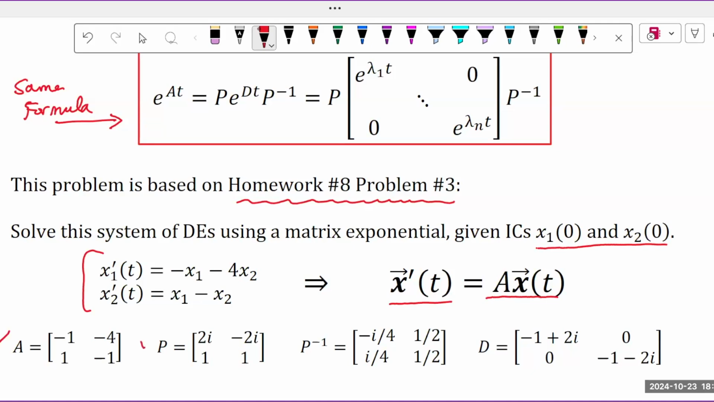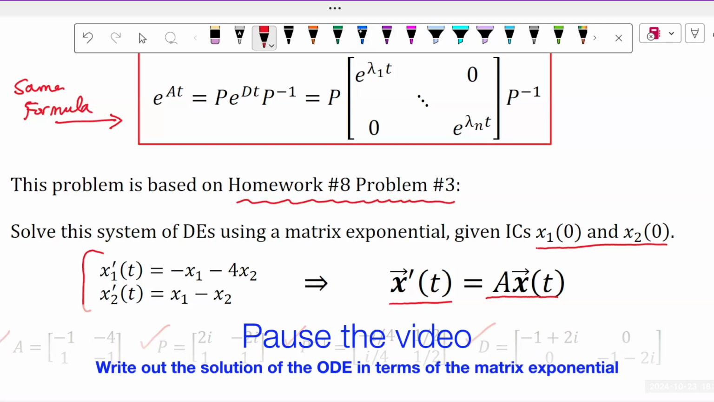And the matrix of eigenvectors P contains complex entries, and therefore so does P inverse. Our diagonal matrix of associated eigenvalues also has complex entries. The process for solving this problem is exactly the same. You just have to be careful to keep your complex numbers straight. So pause the video and work through this process yourself, and let's meet on the other side and make sure that we get the same answer.